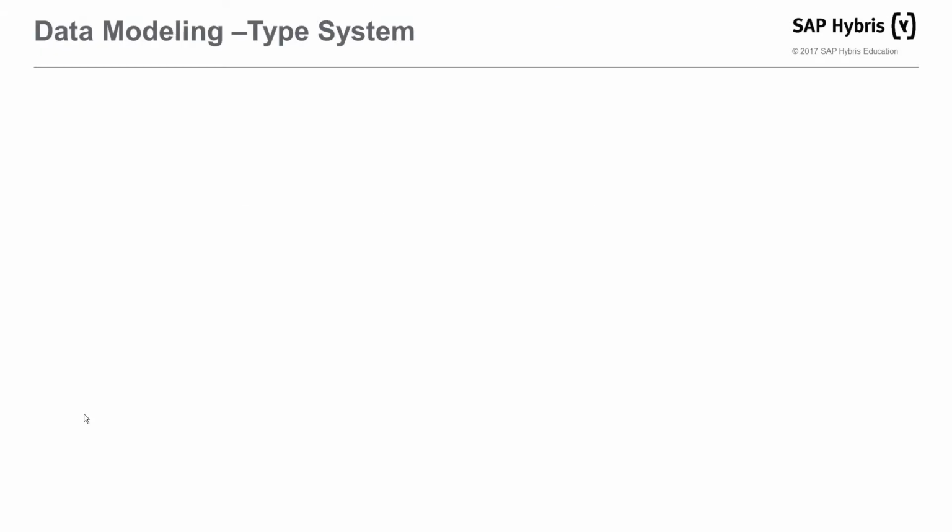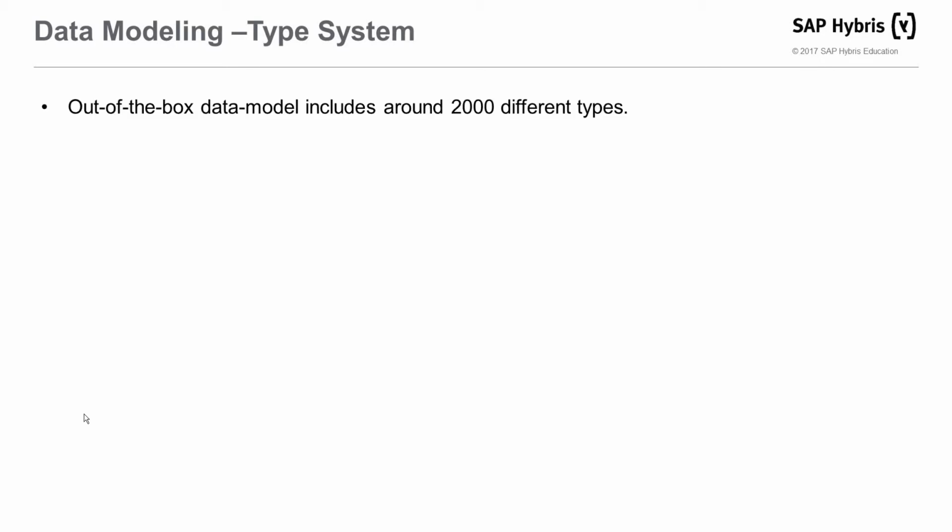If you want to integrate data from two different systems, it's important to make sure that their data models are aligned. In this video, we'll have a closer look at the Commerce Suite's out-of-the-box data model. SAP Hybris Commerce comes with a large standard data model that includes around 2,000 different types. This data model, also known as the type system, is used to model objects related to business logic in e-commerce projects. Each object in SAP Hybris Commerce is an instance of a type.